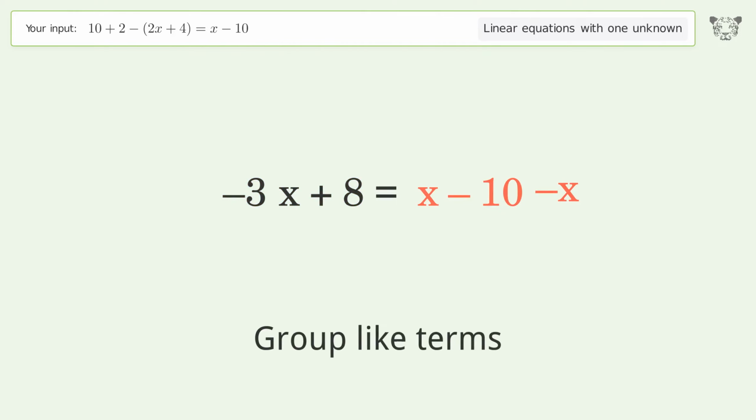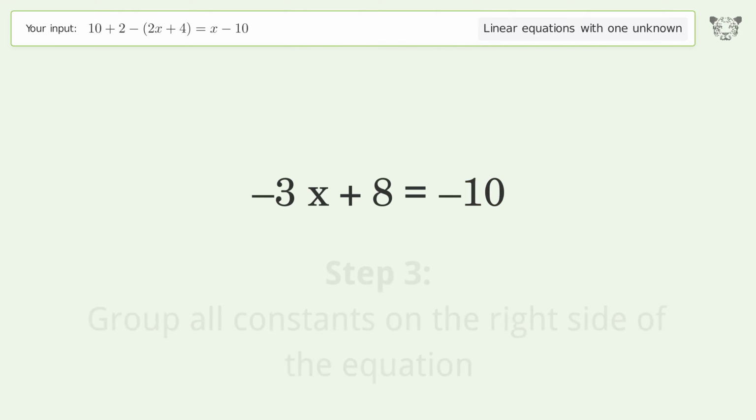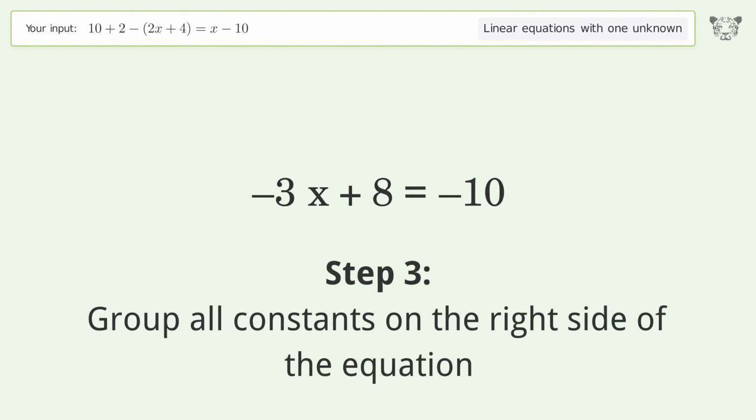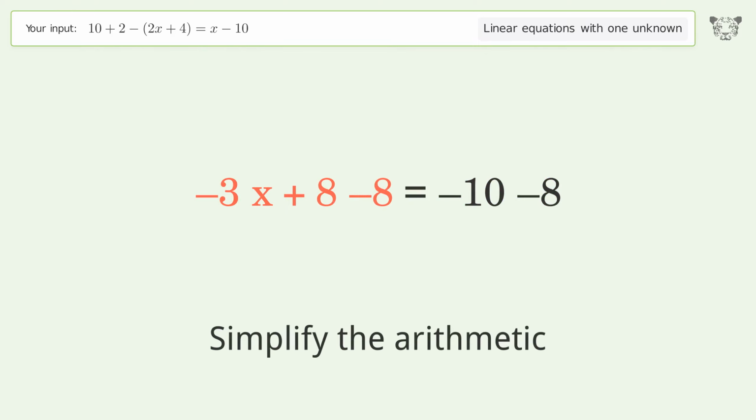Group like terms. Simplify the arithmetic. Group all constants on the right side of the equation. Subtract 8 from both sides.